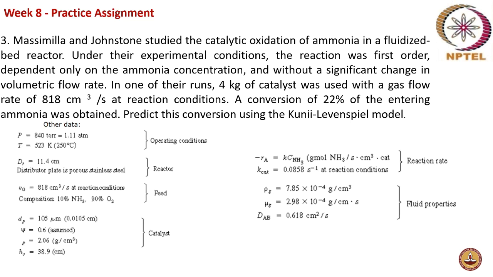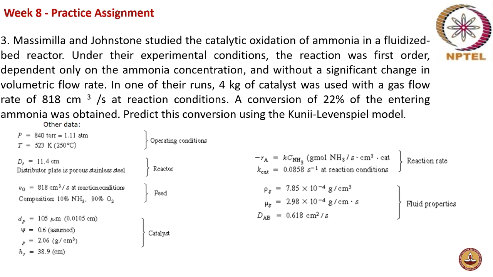They have also given some other information. Pressure is 840 torr, that is 1.11 atmosphere. Temperature is 523 Kelvin, which is nothing but 250 degrees centigrade. These are the operating conditions of the reaction. Then the diameter of the bed is 11.4 centimeter, and the distributor is a porous plate. This is the information on the reactor.